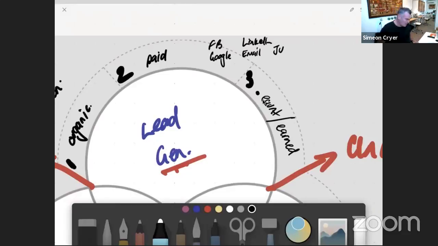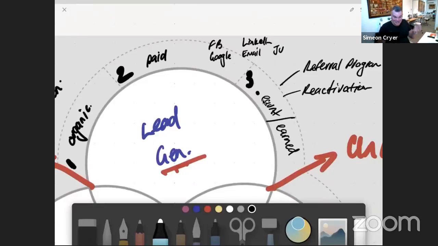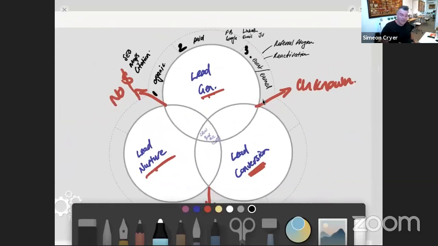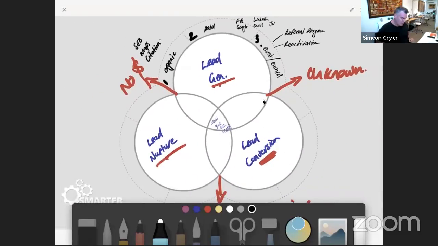Earned leads would be, it might be an automated referral program would be an example of an earned lead gen campaign, or it could be an automated reactivation program. Yeah, that could be a really cool earned lead because you've already earned the lead, right? And now we're just repurposing it either by referral or reactivation to get customers previously to buy from you again. So they're the three components of lead generation: organic, paid, and earned.